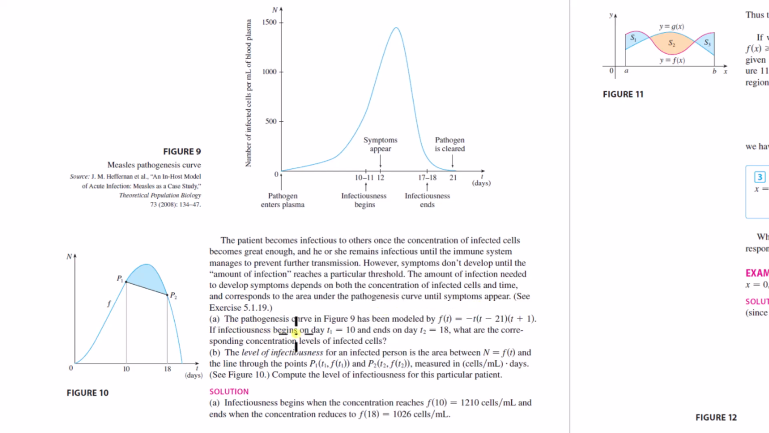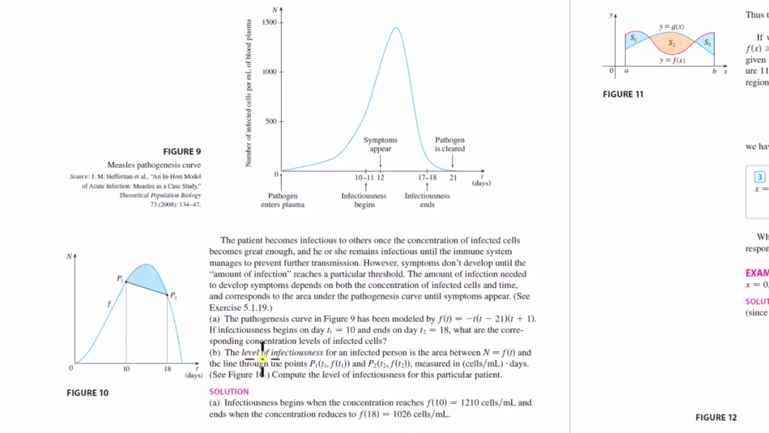Okay, so the pathogenesis curve in figure 9 has been modeled by, here's the function for that curve. This is the number of infected cells as a function of time. If infectiousness begins on day T1 equals 10 and ends on day T2 equals 18, what are the corresponding levels of infected cells? So that's just F of 10 and F of 18, right? Yep. F of 10 is 1,210 cells per milliliter. F of 18 is 1,026 cells per milliliter.